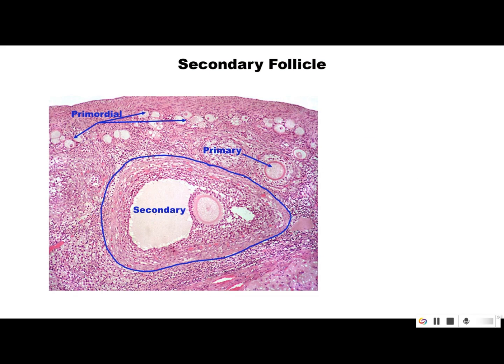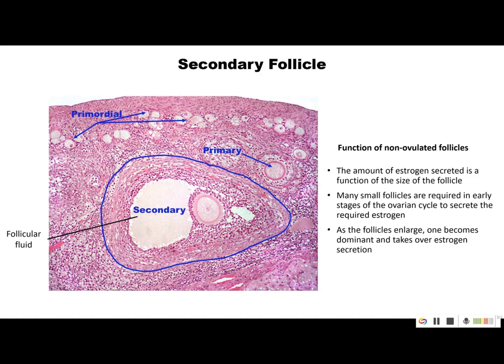A few primary follicles develop into secondary follicles. The transition occurs as the follicular wall thickens and follicular cells begin to secrete fluid. Only one secondary follicle is destined for further development. The amount of estrogen secreted is a function of the size of the follicle. So many of the small follicles are required in the early stage of the ovarian cycle to secrete enough estrogen that is required. As the follicle enlarges, one becomes dominant and it takes over the estrogen secretion.